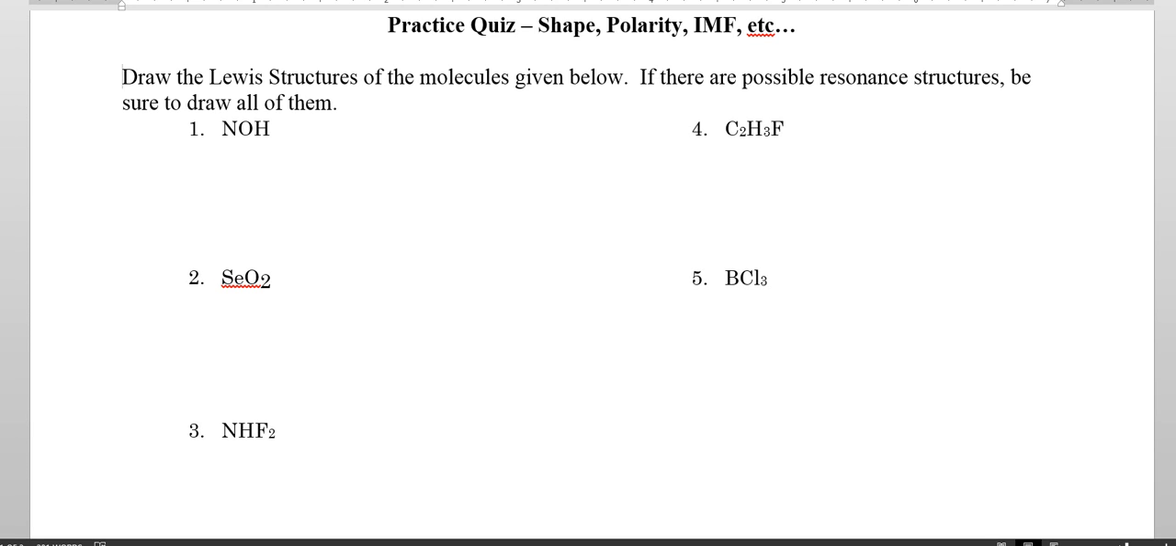So my nitrogen, let me get my pen going. Okay, nitrogen has 5 valence electrons, oxygen has 6, hydrogen has 1. So we add that up all together and we get 12.